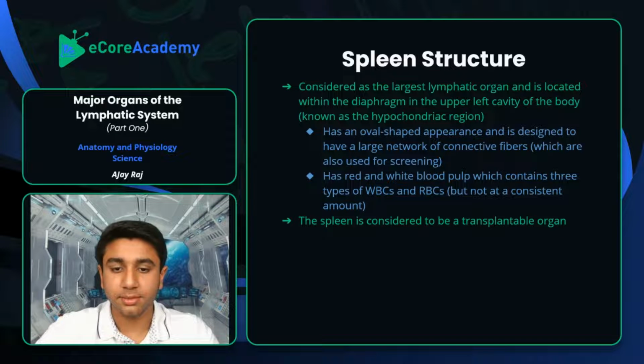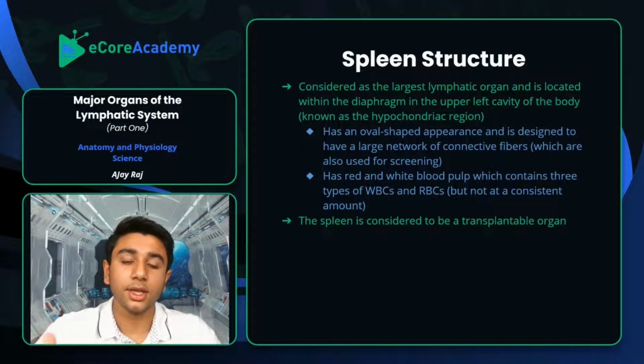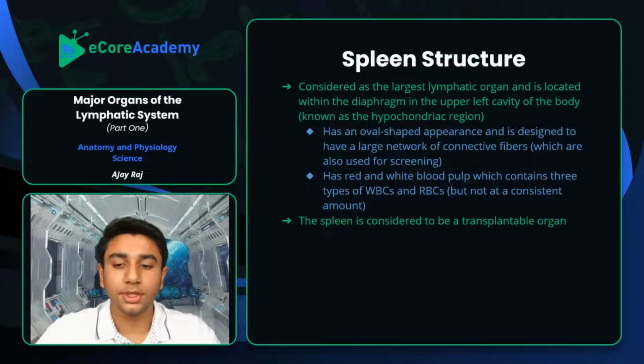It has red and white blood pulp, which contains 3 types of WBCs. Of course, those are 3 types of white blood cells: lymphocytes, monocytes, and neutrophils, and red blood cells, but not at a consistent amount. So it has red and white blood pulp, which is essentially those clusters of blood, and it helps in producing white blood cells and red blood cells. But red blood cells are not always at a consistent amount.